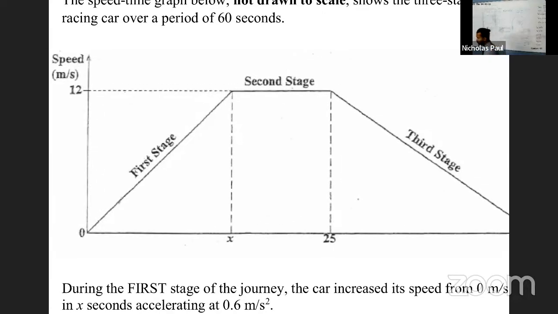All right. So the answer for part 2: the gradient is 0 with a horizontal line. So the gradient is 0, and the car is moving at a constant speed with no acceleration. Constant speed with no acceleration.